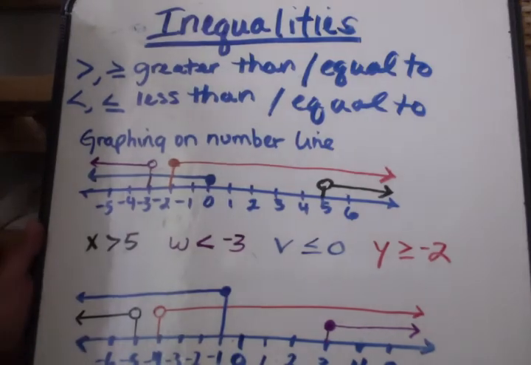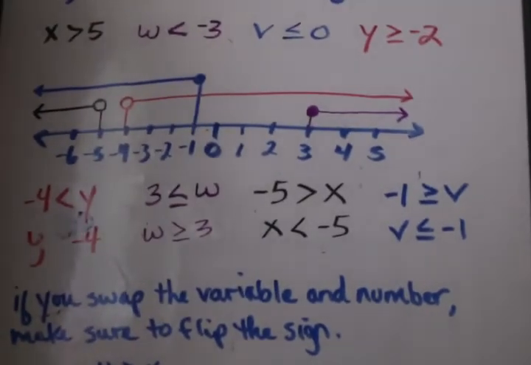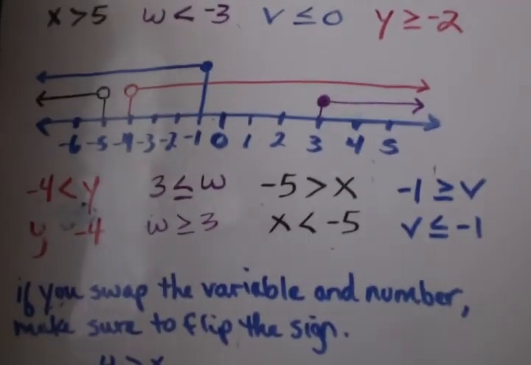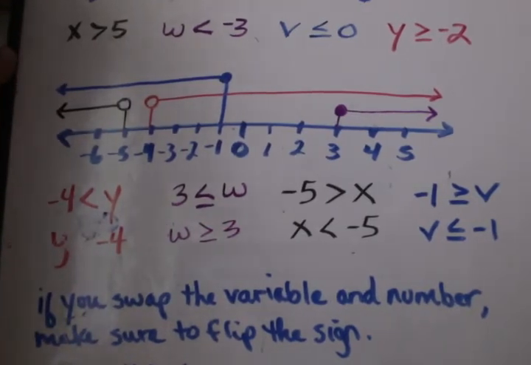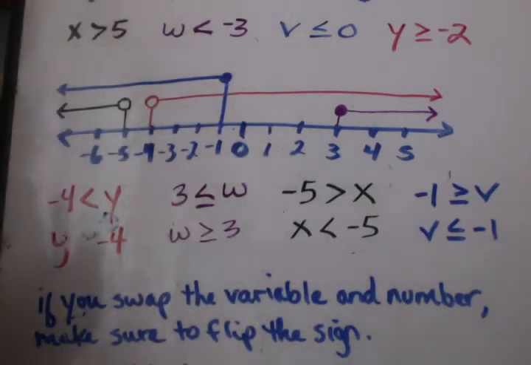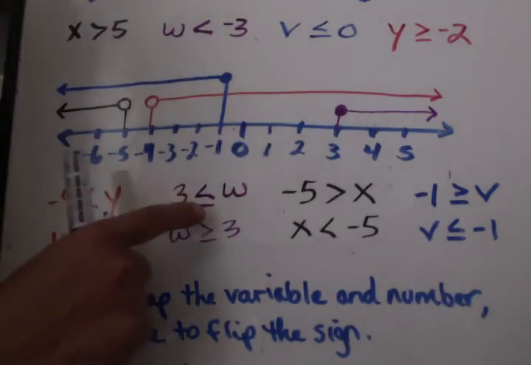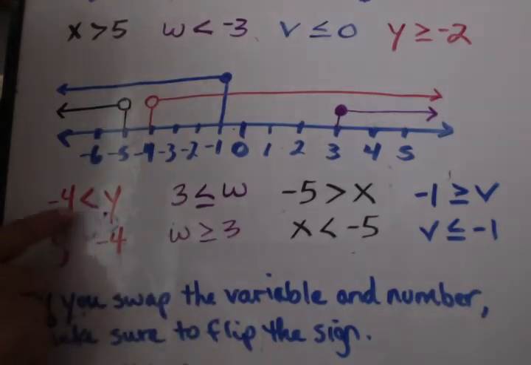All right, now let's take a look at when we reverse the variable. I've got these equations here. Now let's take a look at this next group. Negative 4 is less than y, and 3 is less than or equal to w. So basically the variable is on the right versus the left.